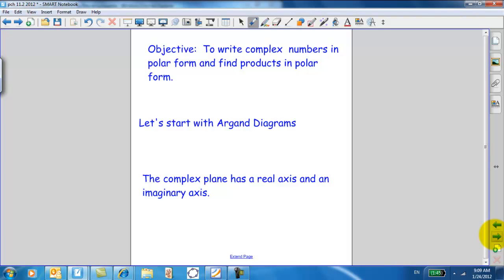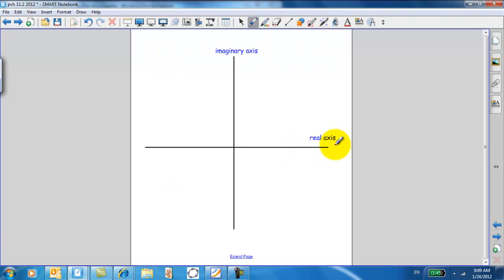First, our objective is to write complex numbers in polar form and find products in polar form. To get there, we're going to start with Argand diagrams, which is basically the complex plane. Not the real number line anymore. Here are your real numbers, as you're used to them: 1, 2, 3, and so forth, and -1, -2, -3. But then on this axis, we put the complex numbers: i, 2i, 3i, the imaginary numbers.